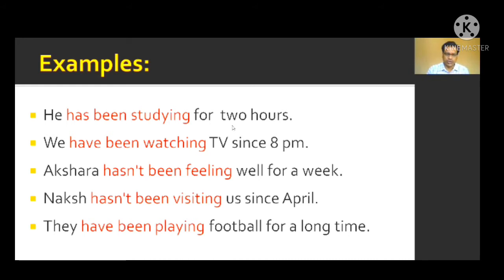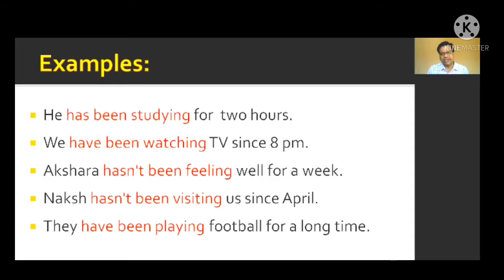Studied is V2, that is past form. And again, another study is the past participle. But here we have used studying, that is ing form. And that's why this indicates the progressive action, the continuous action. So probably you might have understood now how to analyze the form of a tense.